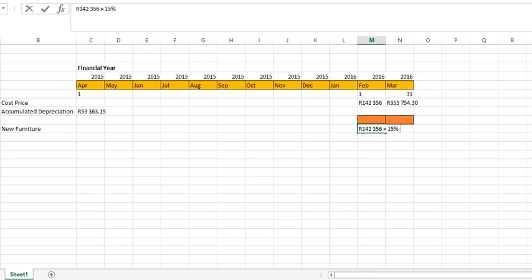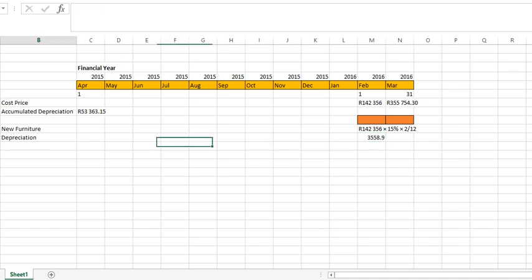15%, and during the current financial year we had this furniture and fittings only from the 1st of February up until the 31st of March, so for 2 out of 12 months. So if we calculate our depreciation, then our depreciation is $3,558.90.